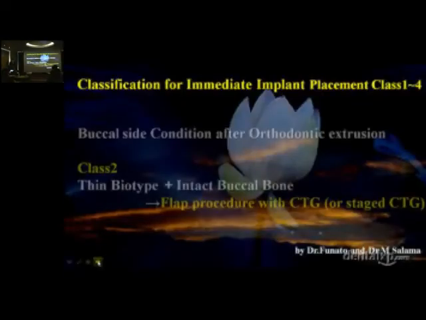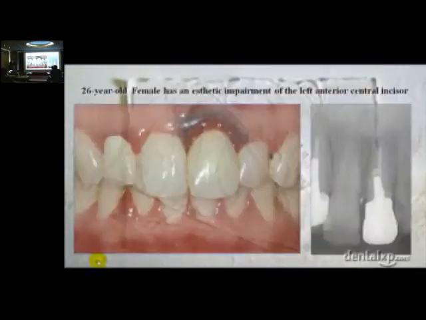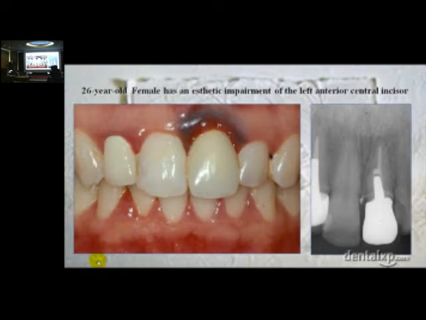Okay, let's look at class 2. If the buccal bone is intact and the biotype is thin, we had better perform a flap procedure with a simultaneous connective tissue graft technique or a staged connective tissue graft technique. Now look at this. We can see an amalgam tattoo and root fracture on this tooth.